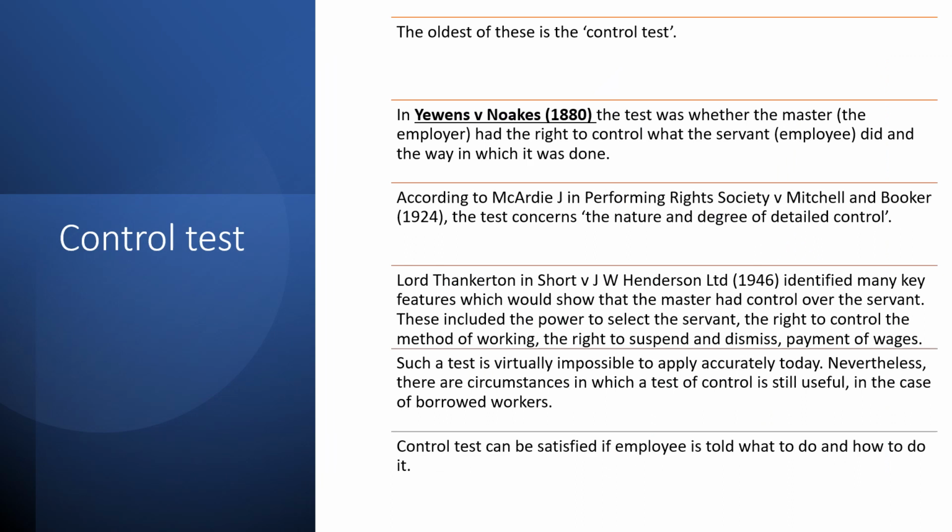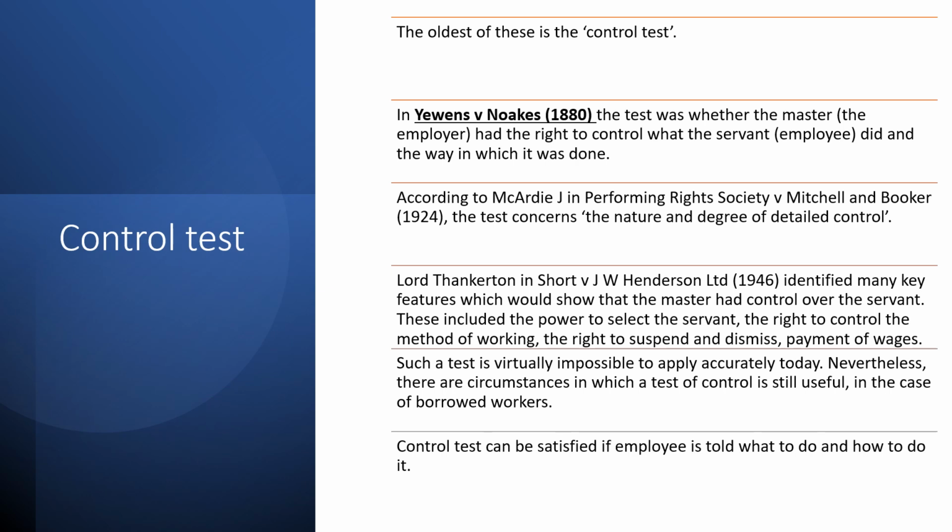So the control test is the oldest of the vicarious liability tests for testing employment status. In Ewing and Noakes in 1880, the test was whether the master had the right to control what the servant did and the way in which it was done. And the justification is that if they're controlling to that degree, they should be responsible for what the employee does.